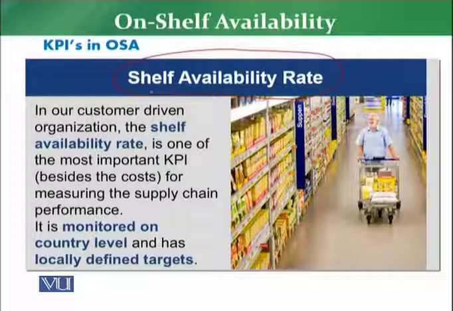So one of the key KPIs of the retail store, of the operations team, of the supply chain team, of the buying team is to improve the shelf availability rate, and that is actually the key objective. If the products are available on the shelf, of course it will bring more business for the retailer.